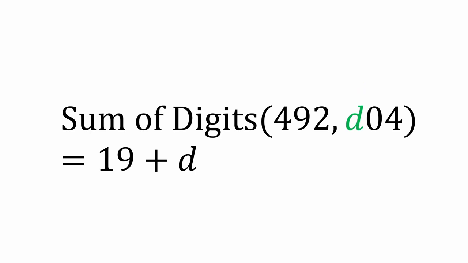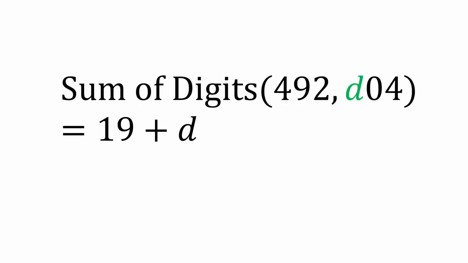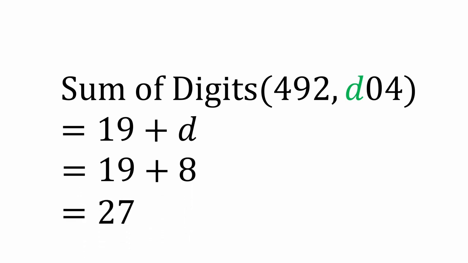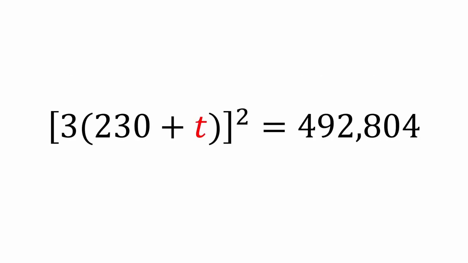which simplifies to 19 plus d. D must equal 8 in order to make the digit sum a multiple of 9, which in this case is 19 plus 8, or 27. We're making progress. We now know that d is 8. Now, we just need to get t.